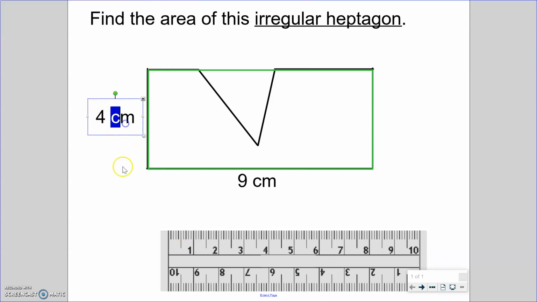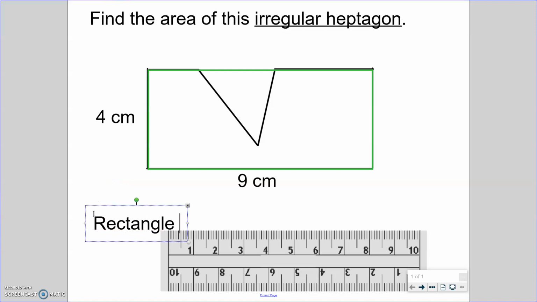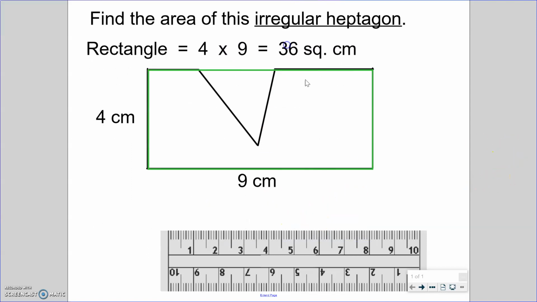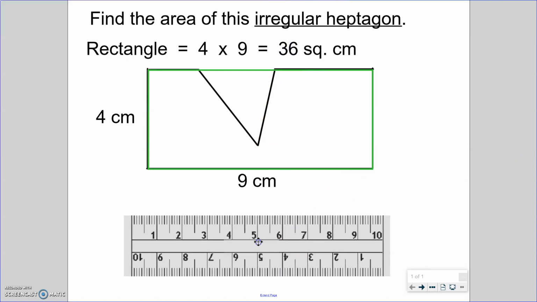And so now it's simple. The area of the rectangle equals 4 times 9 equals 36. And since we measured with centimeters, the area would be square centimeters. So that's what we know so far. But we're not trying to find the area of a rectangle. We're trying to find the area of that irregular heptagon that we started with. And so I need to find the area of this triangle and then take it away from the 36 square centimeters that was the rectangle.